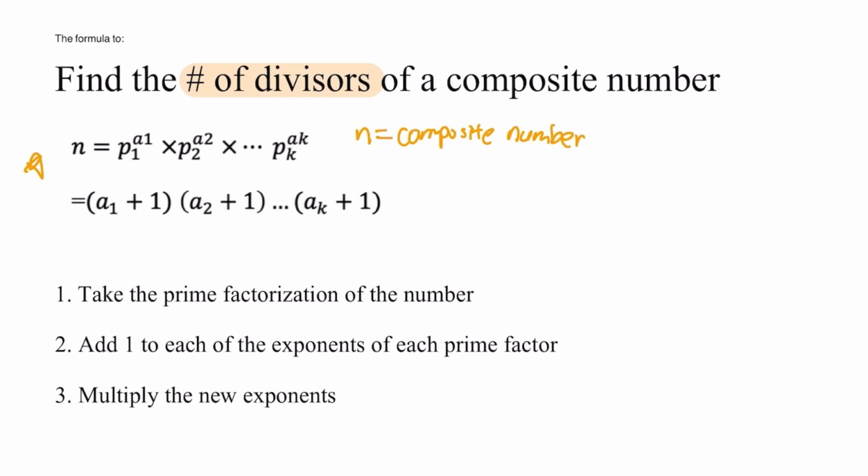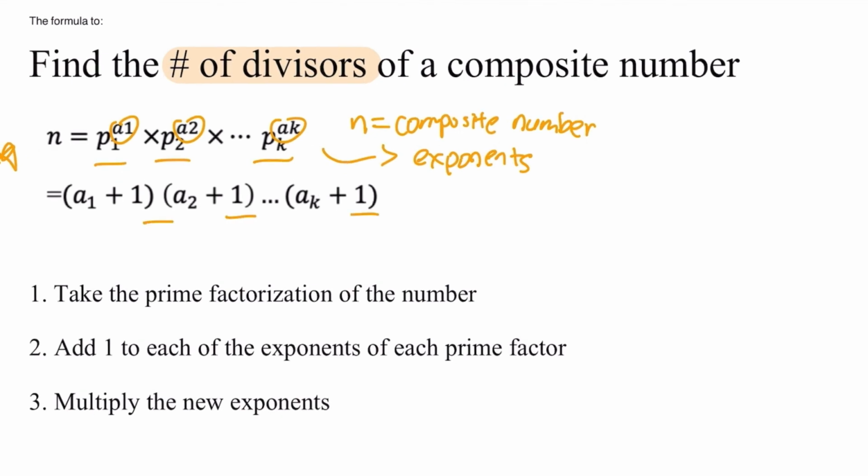Then we will use this prime factorization of the number in the form of p1 to the power of a1 times p2 to the power of a2 times all the way to pk to the power of ak. And know that a1, a2, a3, all the way to ak, they're all exponents of such number n. Then we simply add 1 to each of the exponents of each prime factor. And don't forget the last step, which we have to multiply the new exponents together, and that will be the total number of divisors of a composite number.